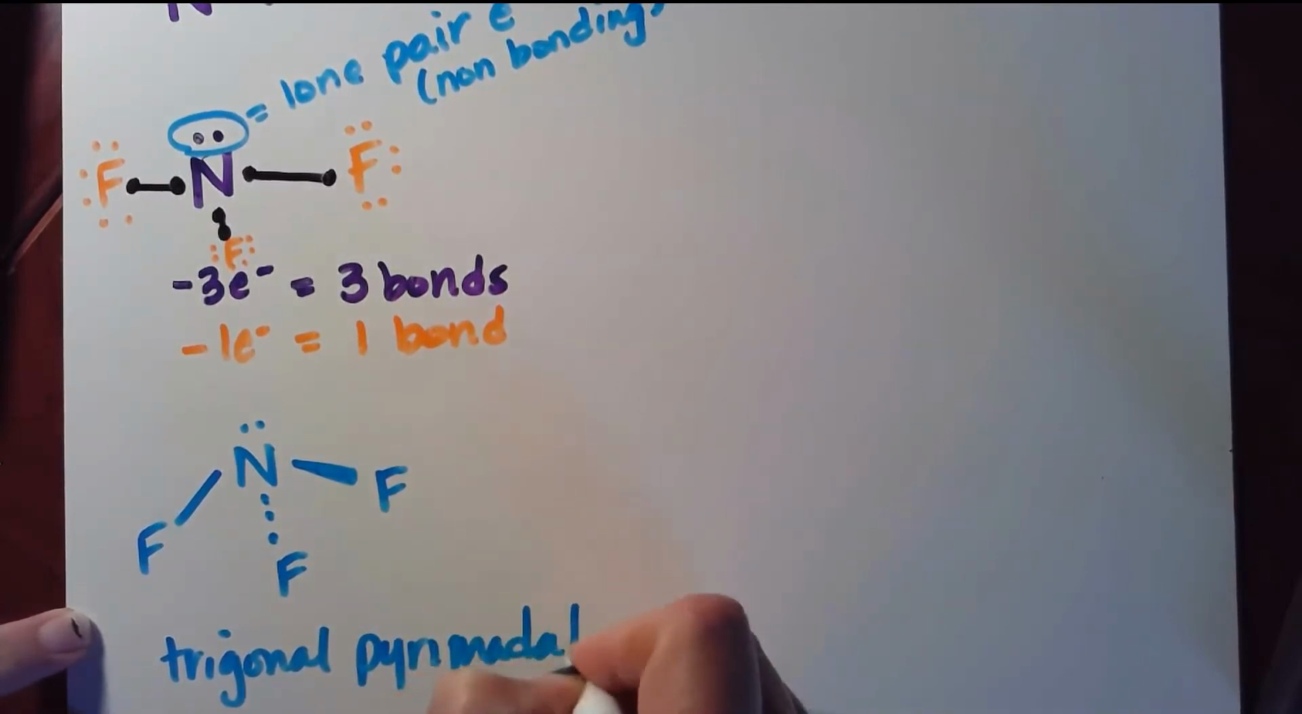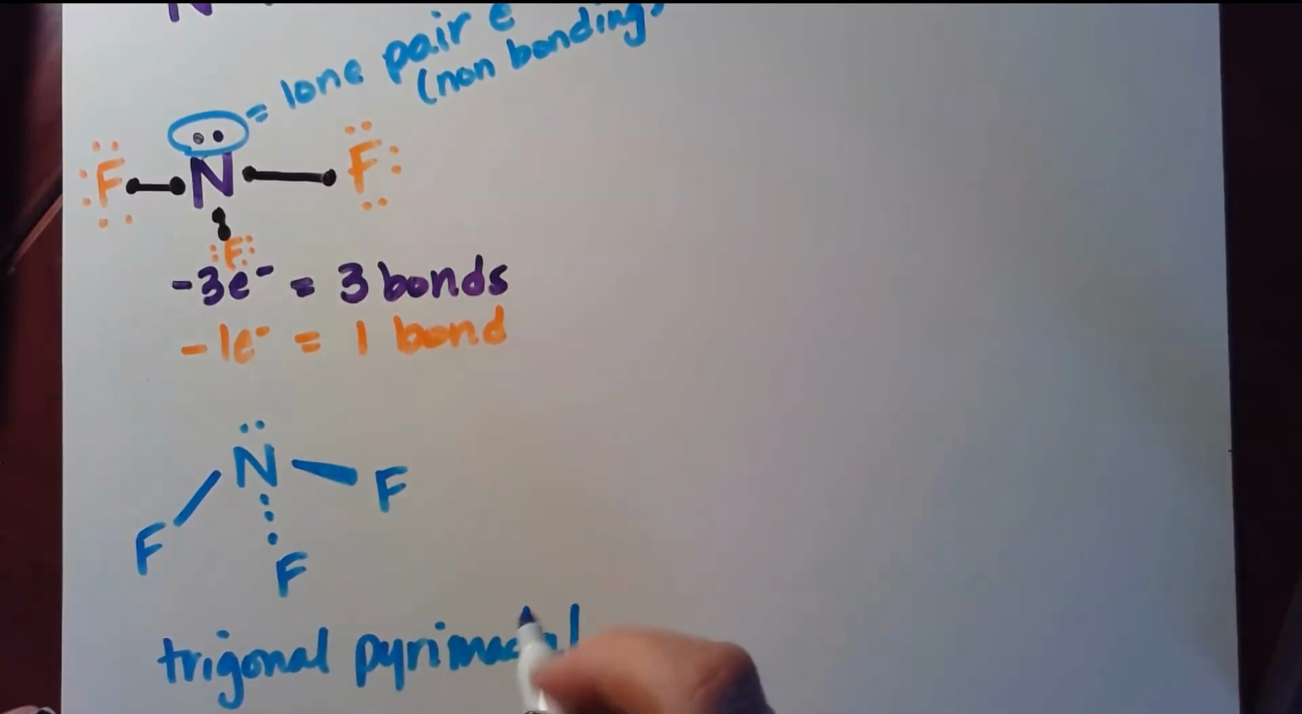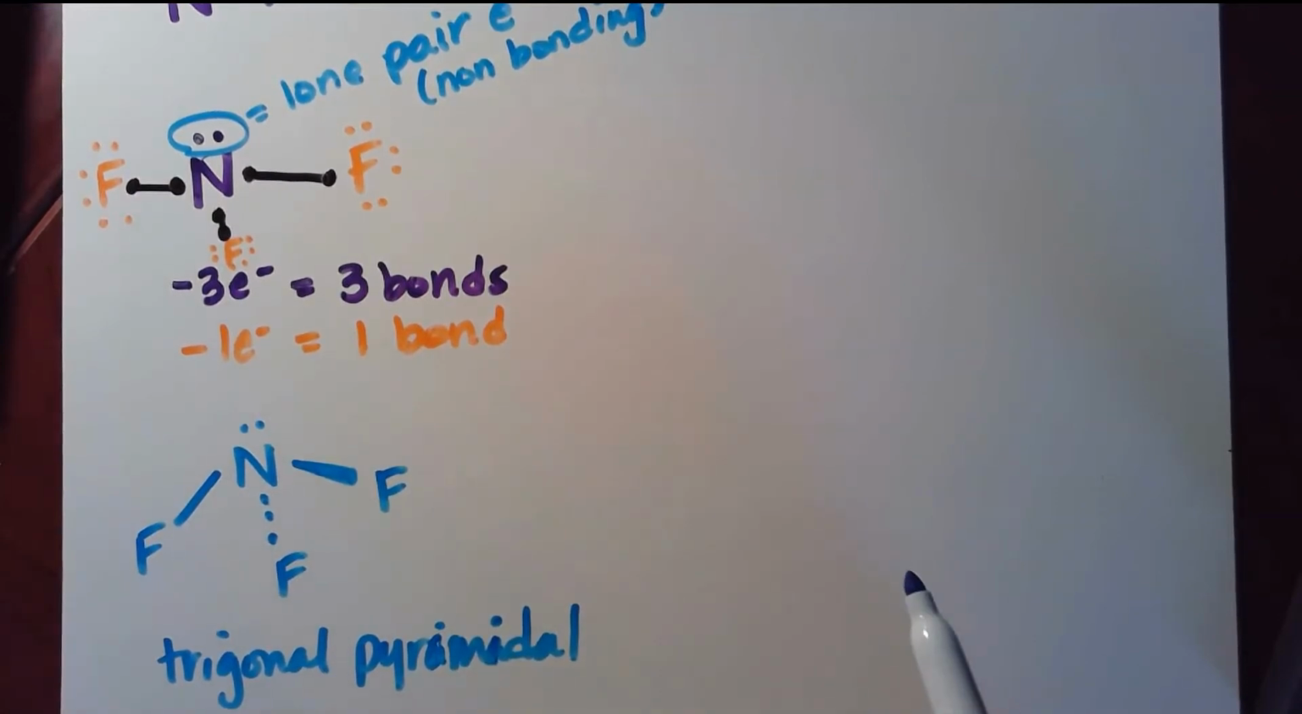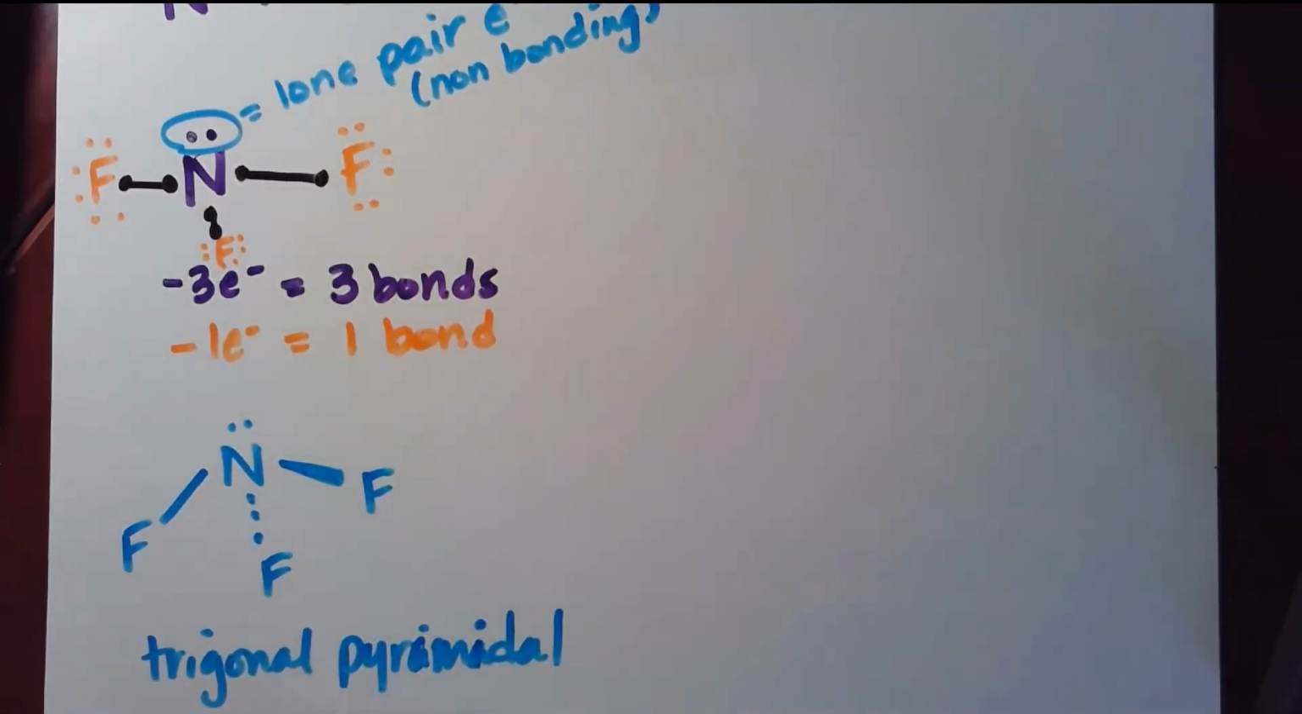Pyramidal. I can't spell. There it is. Pyramidal. All right. Again, we'll see if we get to naming things or not, but if you go to AP Chem, you will definitely see this again.